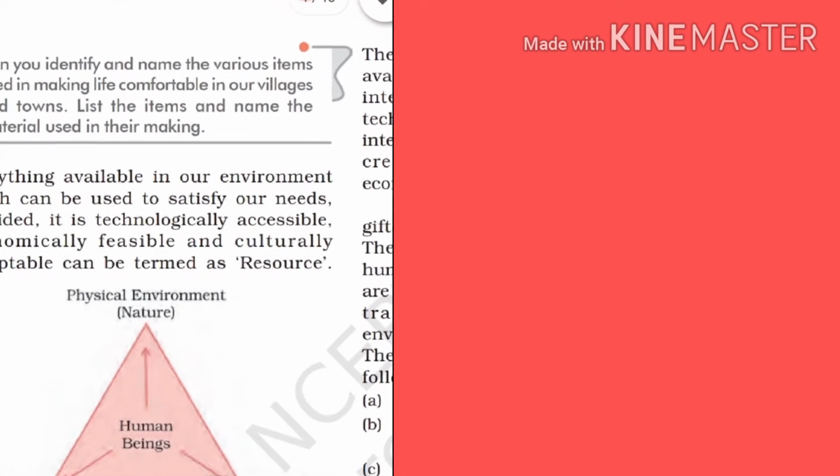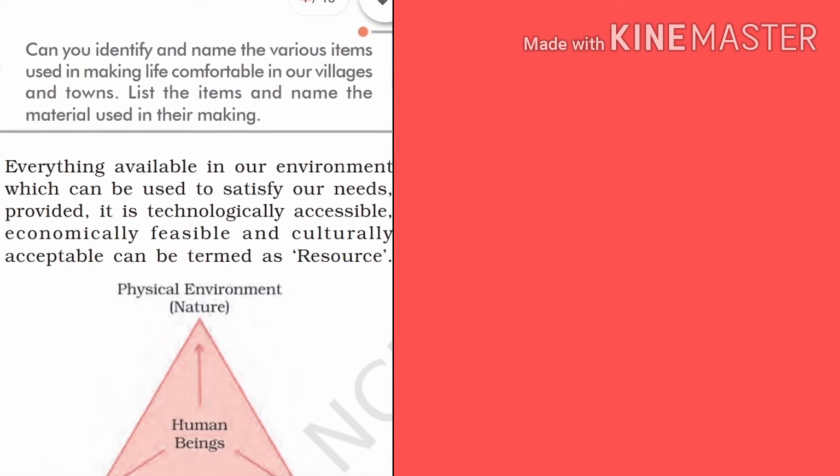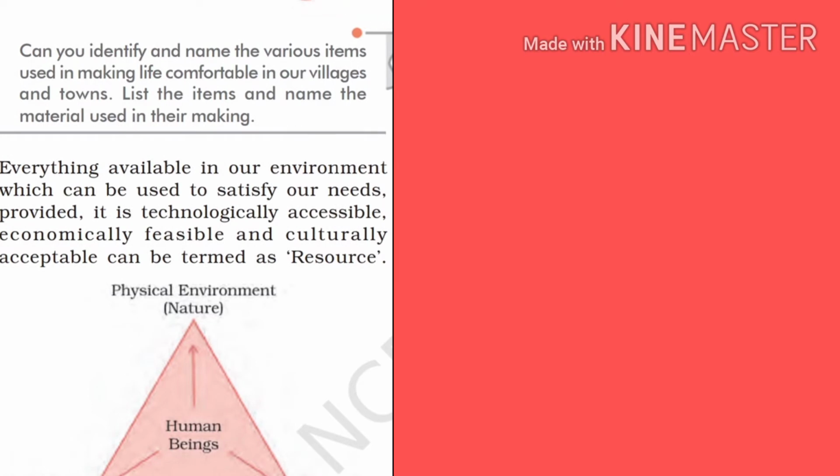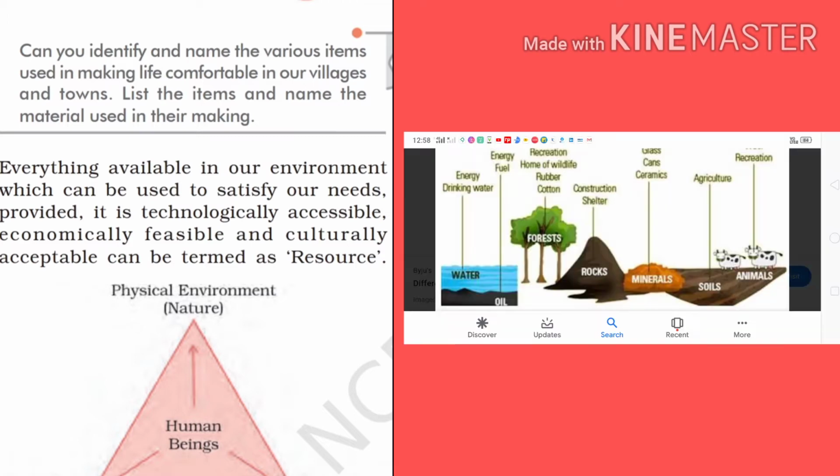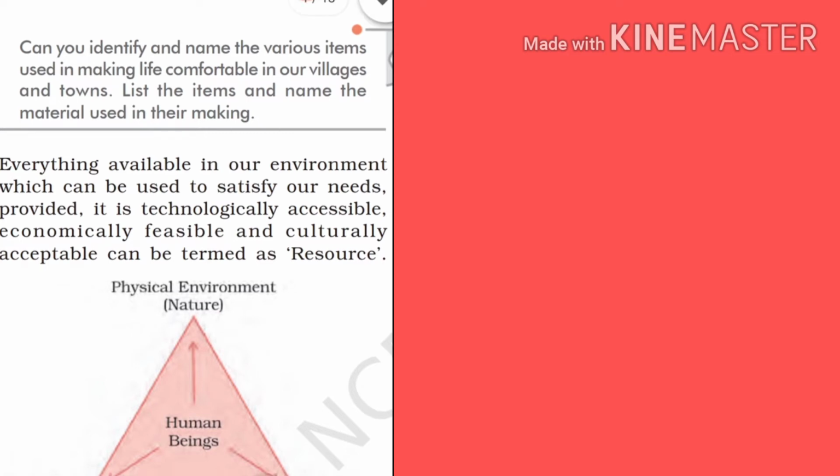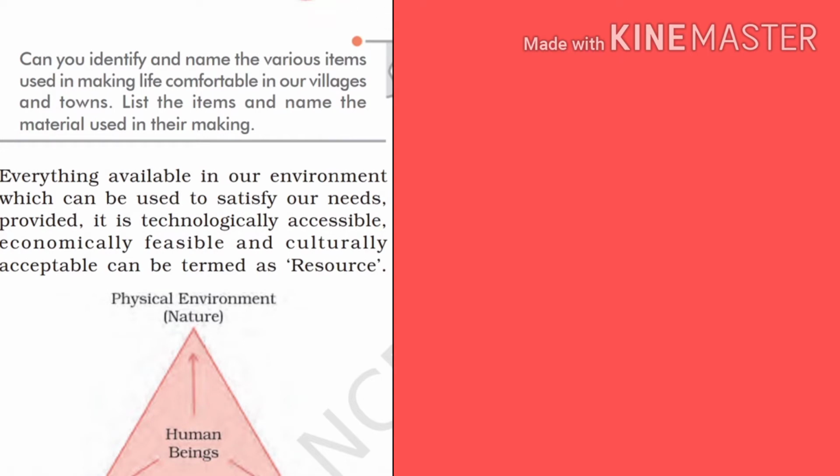So let me first read this definition of resource. What is resource? Everything available in our environment which can be used to satisfy our needs, provided it is technologically accessible, economically feasible, and culturally acceptable, can be termed as resource. So everything which is available in our environment and which can satisfy our need is called resource. Till our lower classes we studied this definition. Anything in nature which satisfies our need, we call it a resource.